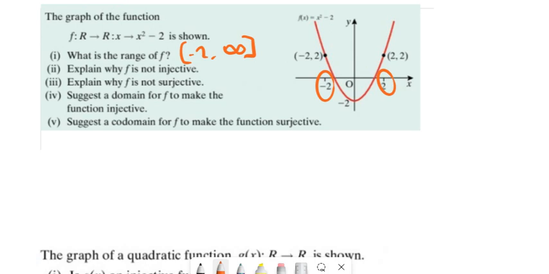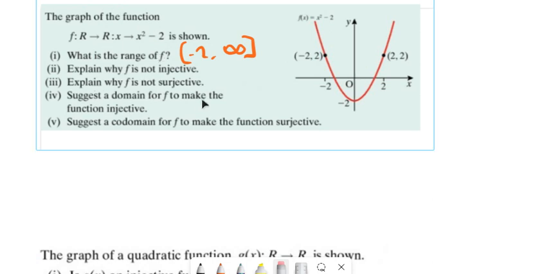If I put -2 into x, I have -2 squared, which is 4, and then take away 2 gives +2, so 2 is the output. But if I also put 2 in, 2 squared is 4, minus 2 is 2, it gives me 2 as well. So two different inputs have the same output. That's the reason.